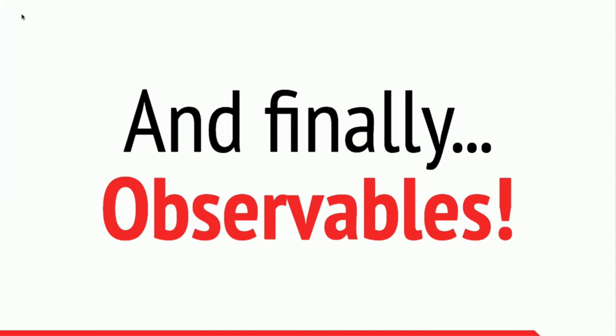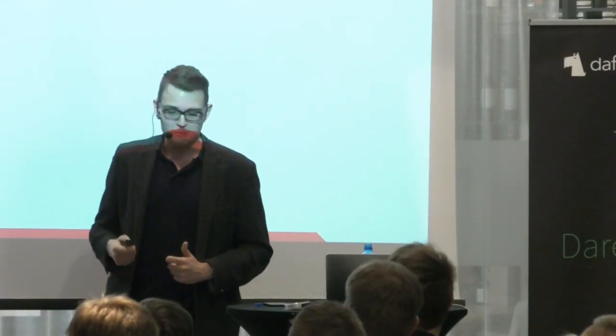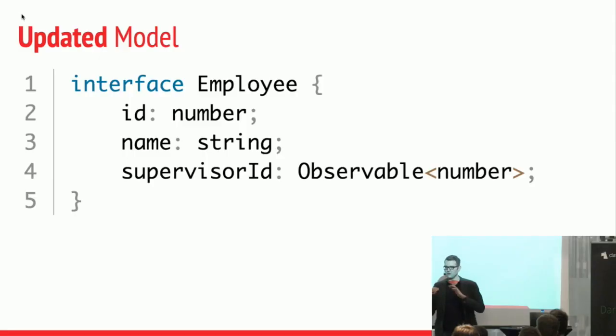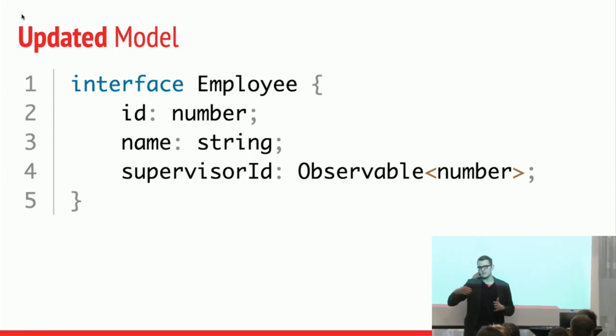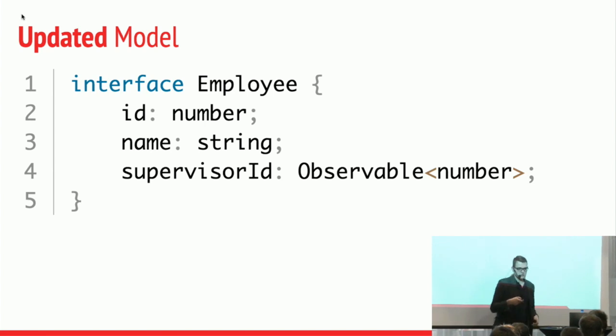And finally, the last example I want to show you is observables. So now we don't have future results, we have observable streams. So we are doing reactive programming, and let's say that the supervisor ID of an employee can change in time, so it can emit different values. So now supervisor ID is an observable of number.